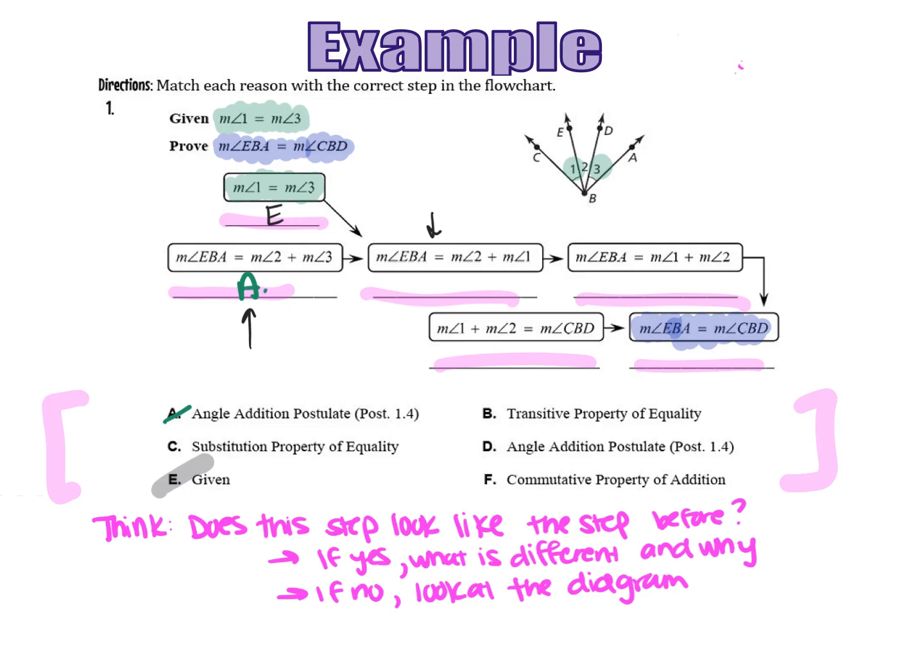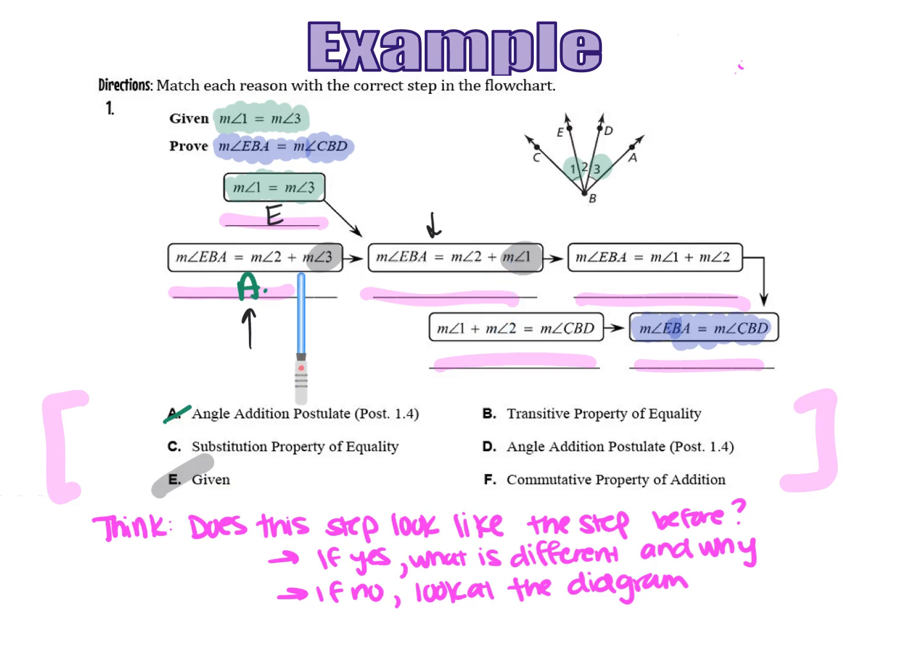Then I'm going to look at the next step. I'm going to ask myself the same question. Do these two pieces look the same? If so, what has changed? If not, let's look at the picture. So if I look at these two pieces, EBA, that matches, 2, that matches. So what is different, and I want to highlight this, is that suddenly we have the measure of angle 3 here and the measure of angle 1 here. So what is changing? We are changing the measure of angle 3 to be the measure of angle 1. I'm going to look backwards.